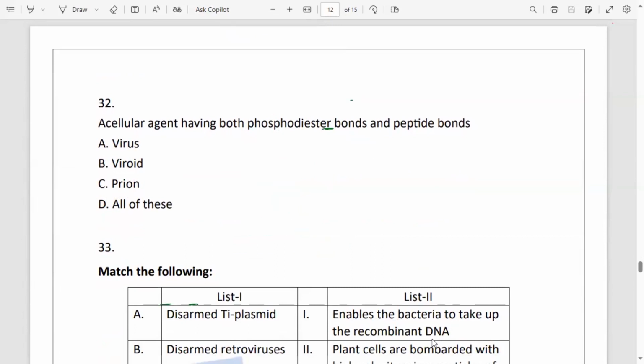A cellular agent having both phosphodiester bonds and peptide bonds. Phosphodiester bonds are present in nucleic acids. Peptide bonds are present in proteins, and if we consider a virus or viroid, it is nothing but the capsid. So both are there. That means nucleic acid and protein both will be there. That will be in virus. So 32A would be the answer.